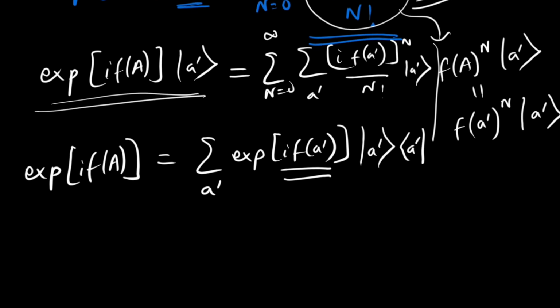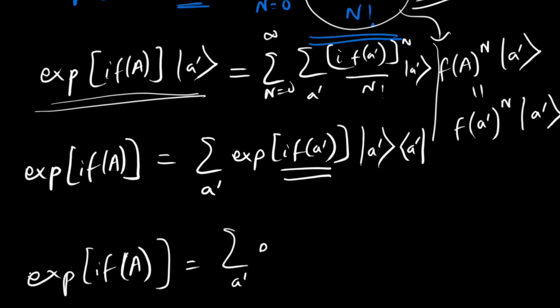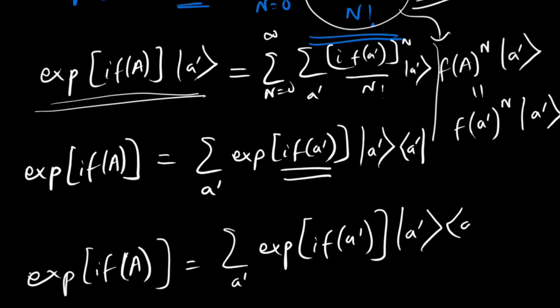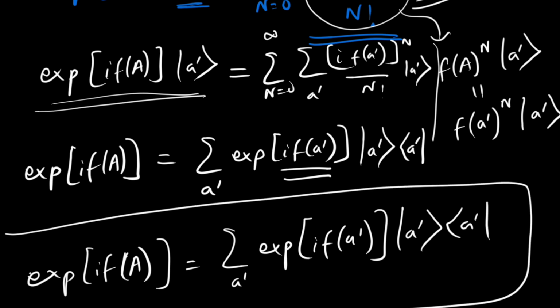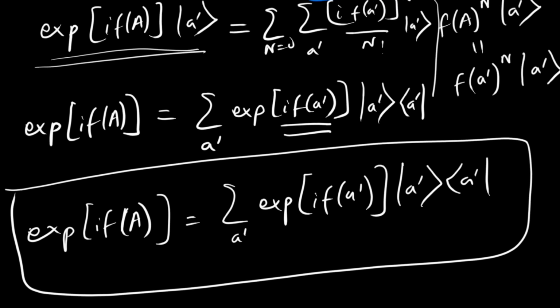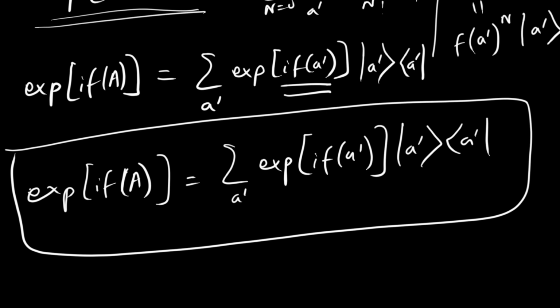So let me write it a bit more clearly since it's pretty cumbersome here. So the final answer that we get is the sum over a prime, a prime ket, exponential of i f of a prime, a prime bra. So this here is how this operator would look.